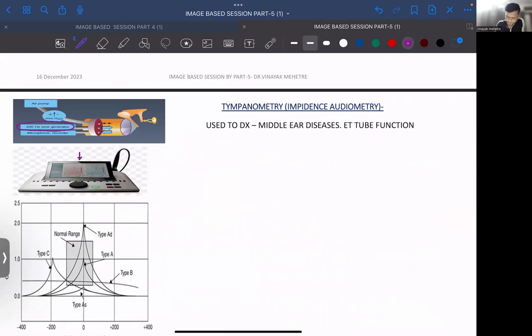Type A is normal. Then comes AS. S stands for sclerosis. Which sclerosis do we have in the ear? Yes, that is otosclerosis.